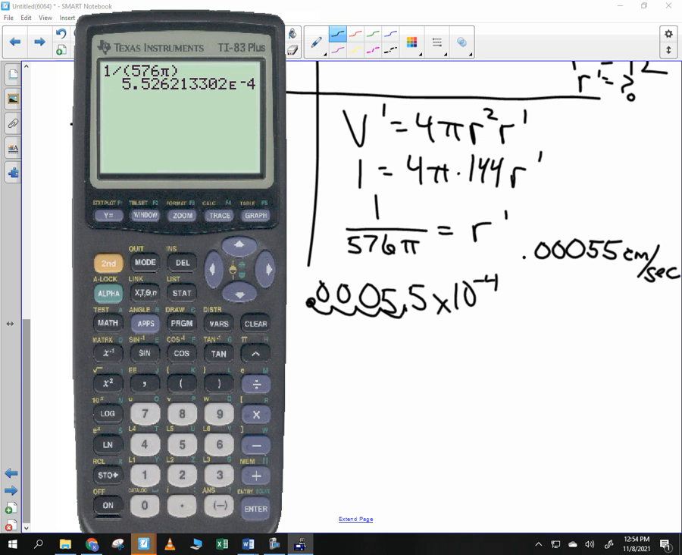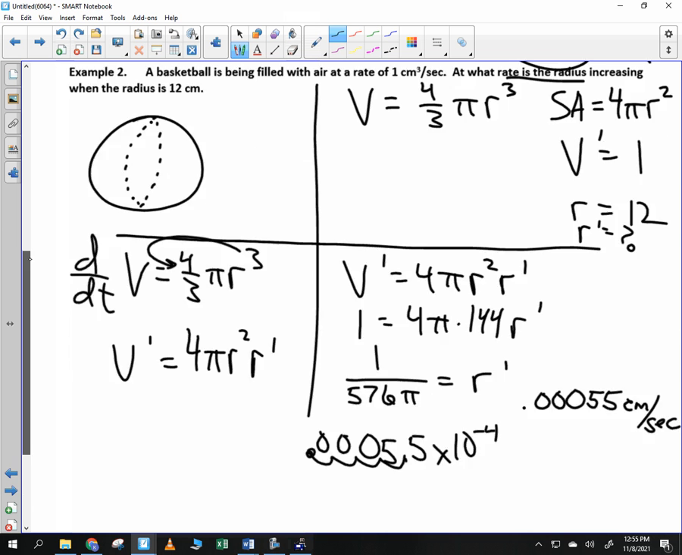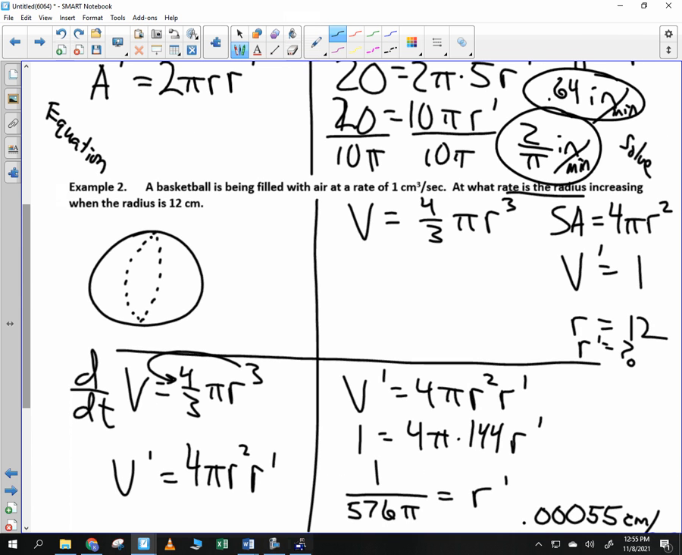So that's a pretty small value, isn't it? So when you're filling up the basketball, are you really going to be able to tell that the radius is changing? No, you're not. That's going to be pretty tough to tell. But if you look at the volume, it is increasing at 1 cubic centimeter. So you might notice a little change in your overall size, but not the actual ball.